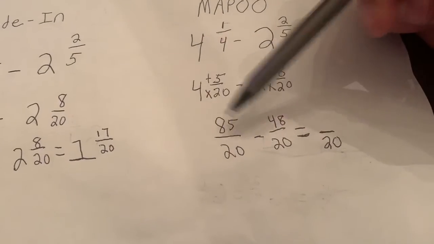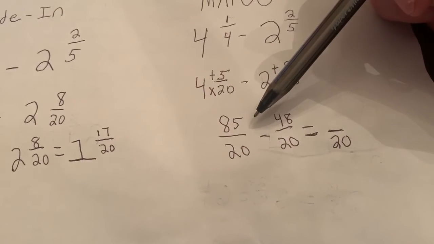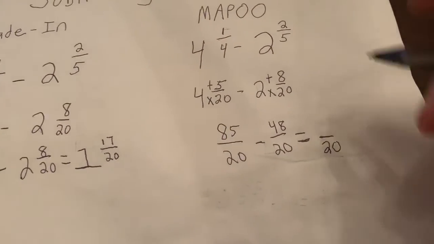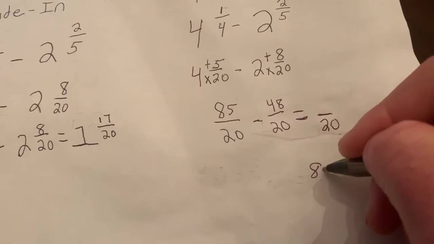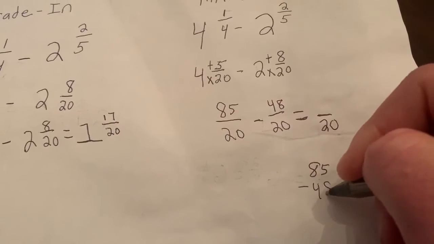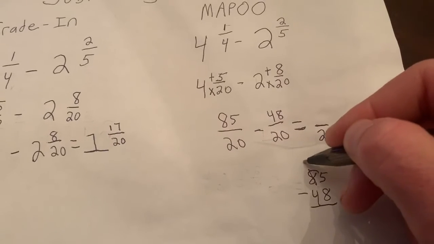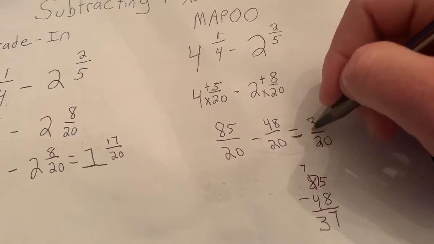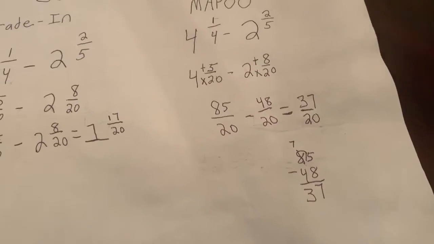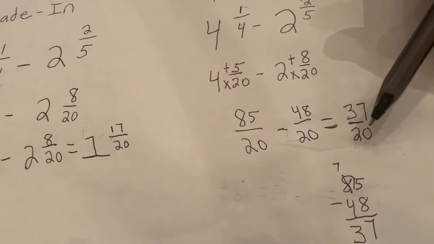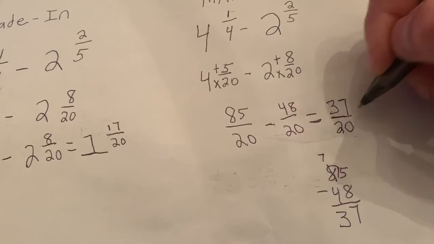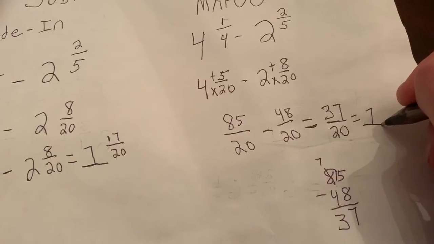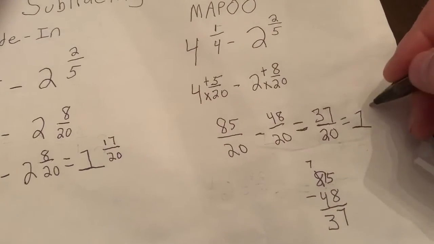Okay, so then you would do 85 subtract 48. Okay, so that is, let me go ahead and do that here. There we go. 37, right? Got that? Now, this fraction's not simplified, so we want to go ahead and simplify this. I can get one group of 20 out of 37. That's 1. And then I would do 37 subtract 20. That's 17.